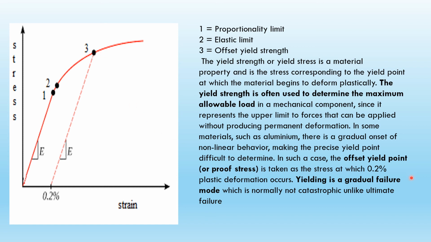And yielding is a gradual failure mode. So this is how it is taken. So this is how we calculate from the graph the proof stress.